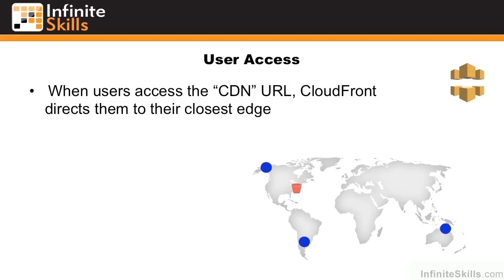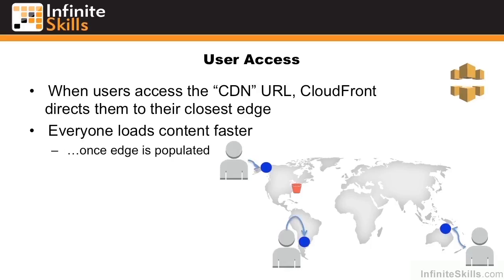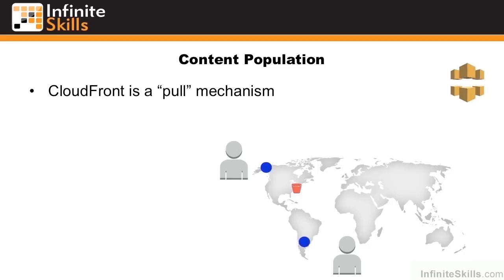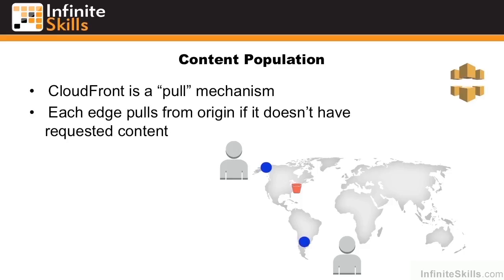When users access a CDN URL, CloudFront directs them to their closest edge, so everyone loads their content faster once that edge is populated. CloudFront is a pull mechanism, meaning that the edge pulls from the origin if it doesn't have the requested content. When this user up in Alaska requested some content, it was already at the edge location. But perhaps when this user down in Chile requests the same content, their edge location is not pre-populated with that content. So the edge location will reach out to the origin server, the S3 bucket in the US East region, and pull that content down local.